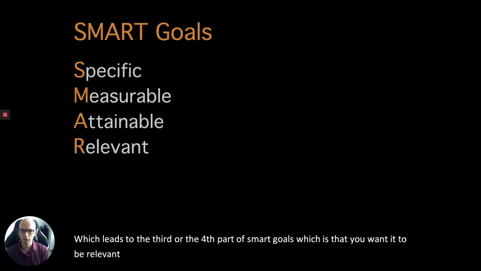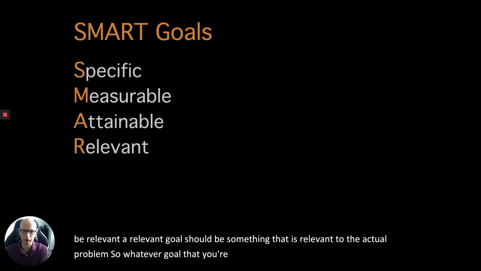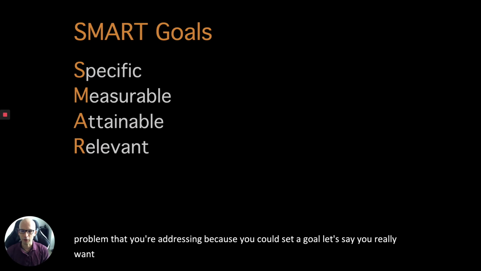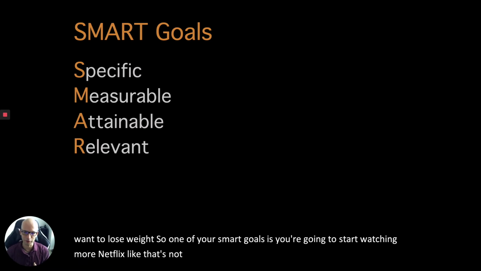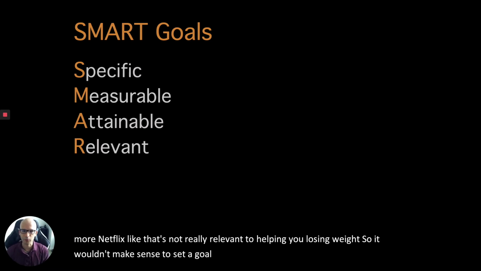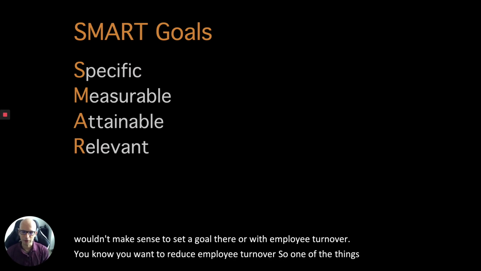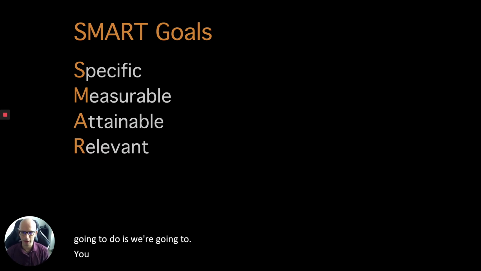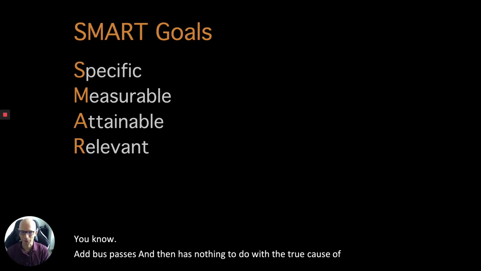A relevant goal should be something that is relevant to the actual problem. So whatever goal that you're going for, it should be related to whatever problem that you're addressing. Because you could set a goal, like let's say you really want to lose weight, so one of your SMART goals is you're going to start watching more Netflix. That's not really relevant to helping you lose weight, so it wouldn't make sense to set a goal there. Or with employee turnover, you want to reduce employee turnover, so one of the things that we're going to do is we're going to add bus passes, and that has nothing to do with the true cause of the turnover for employees.